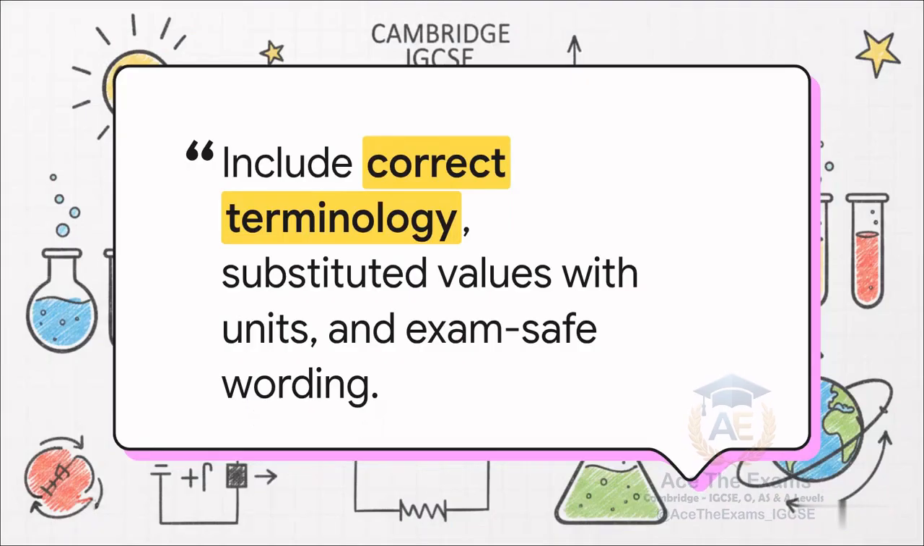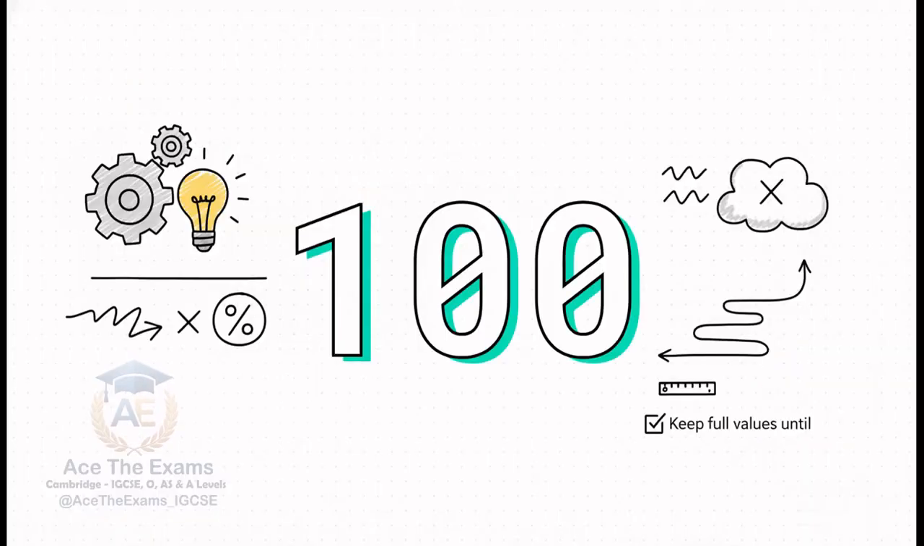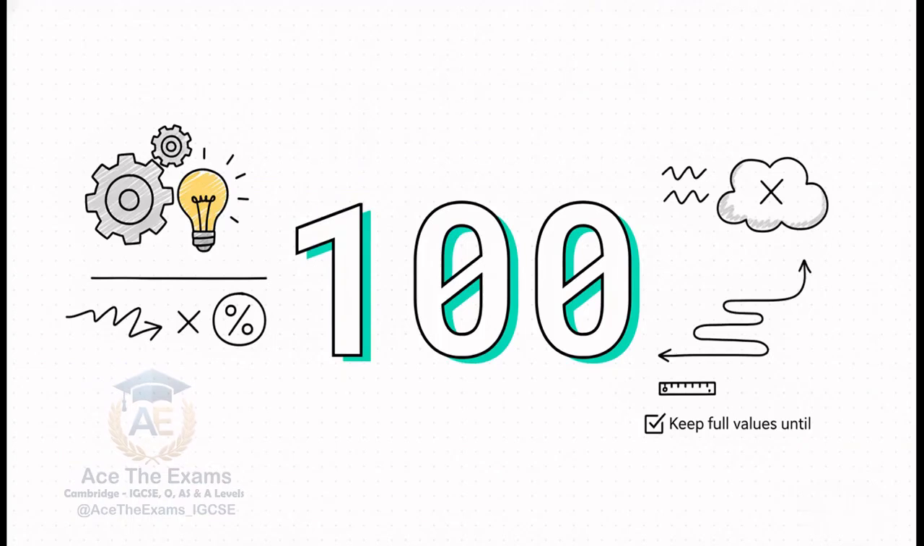And this brilliantly illustrates exactly what the examiners themselves tell us. According to the official grading guidance, a strong answer should include correct terminology, substituted values with units where needed, and exam-safe wording. So that improved answer we just saw didn't just casually describe power. It presented a mathematically and scientifically rigid definition that literally forces the grader to give you the mark. All right, let's move on and see how this builds to that clue I mentioned earlier, 100.